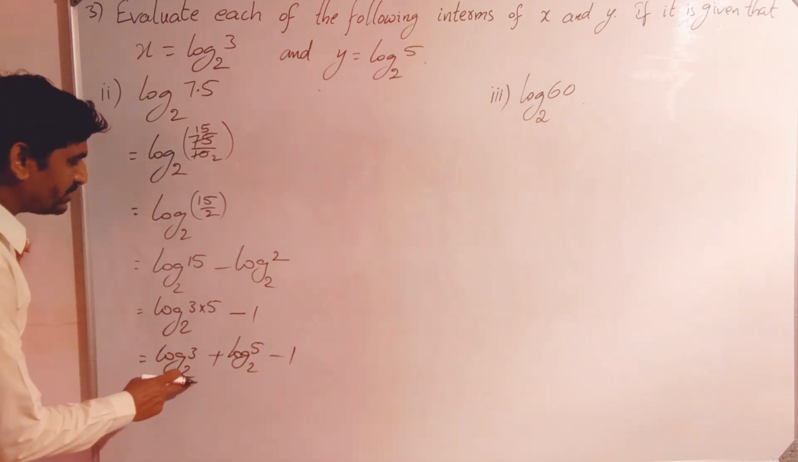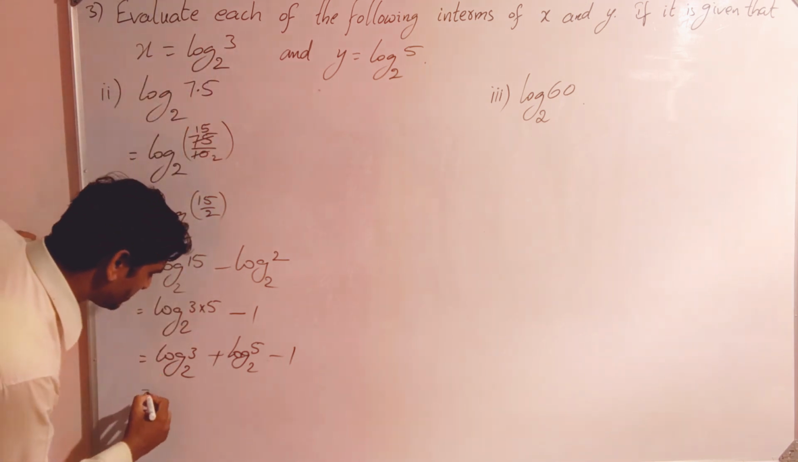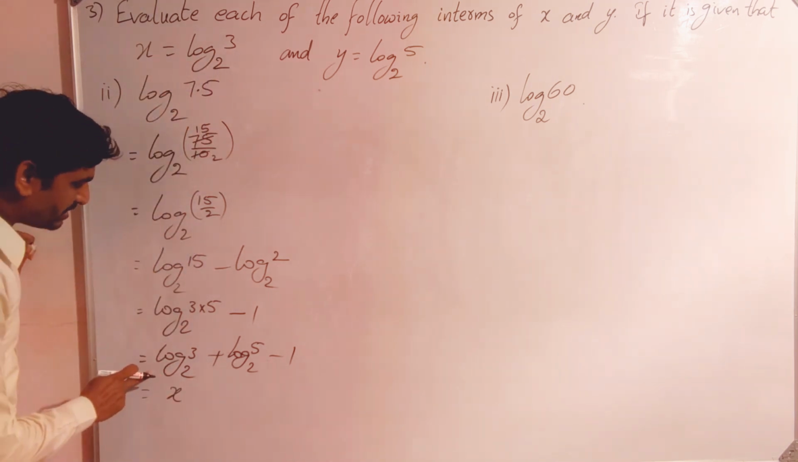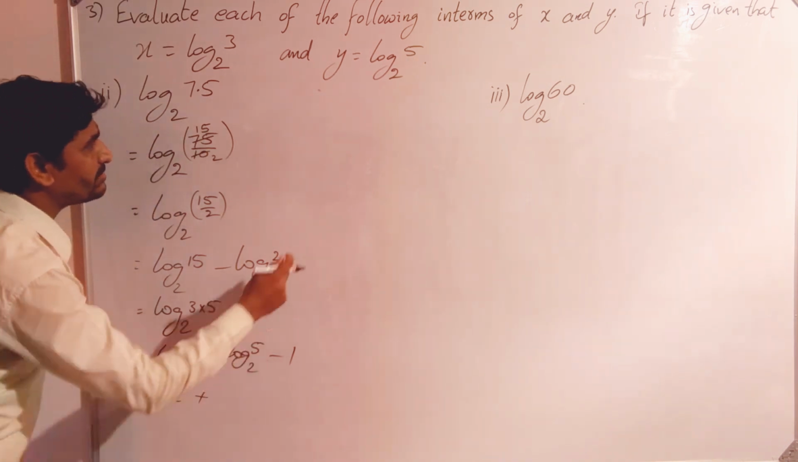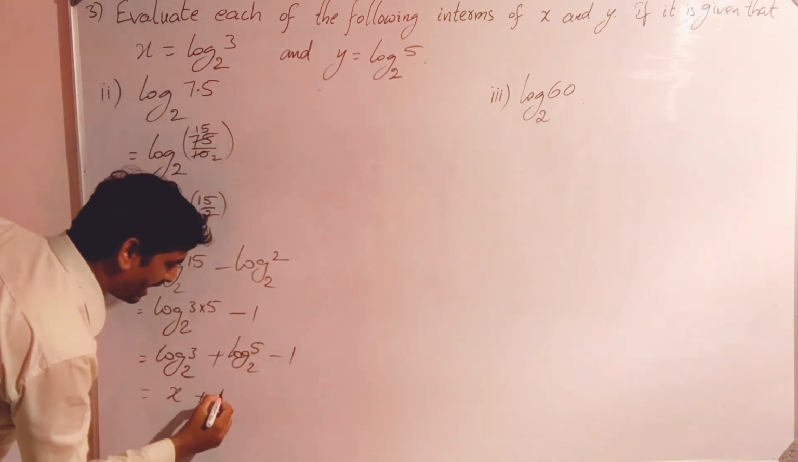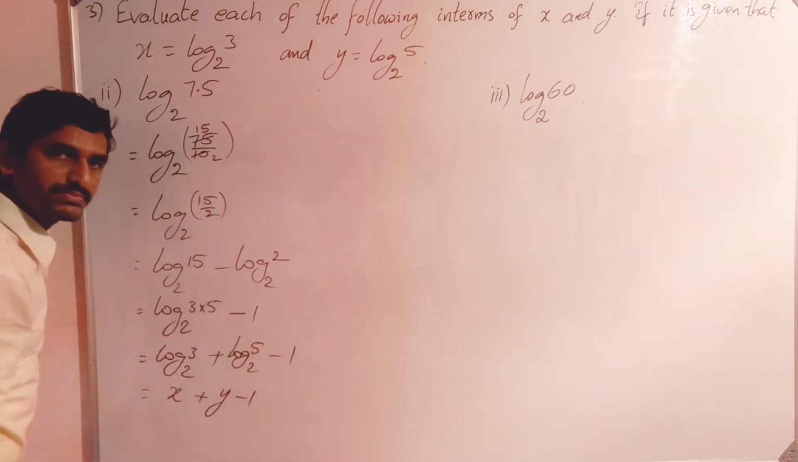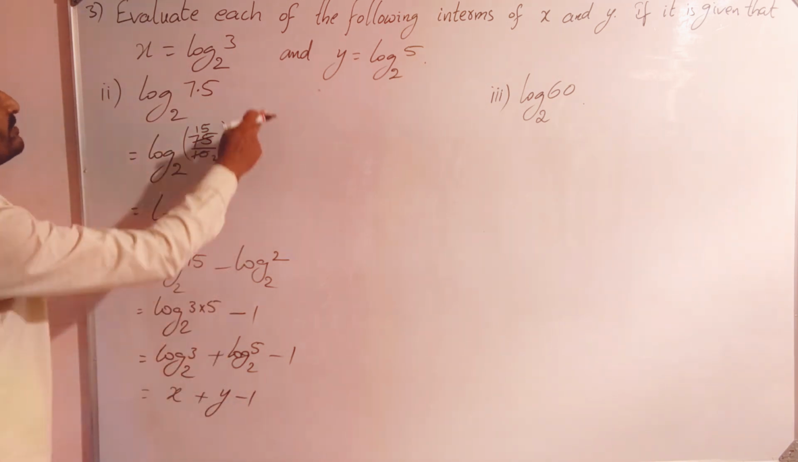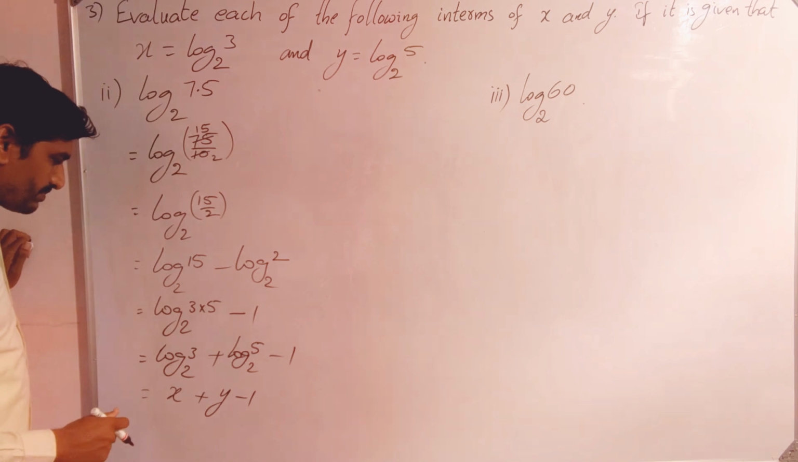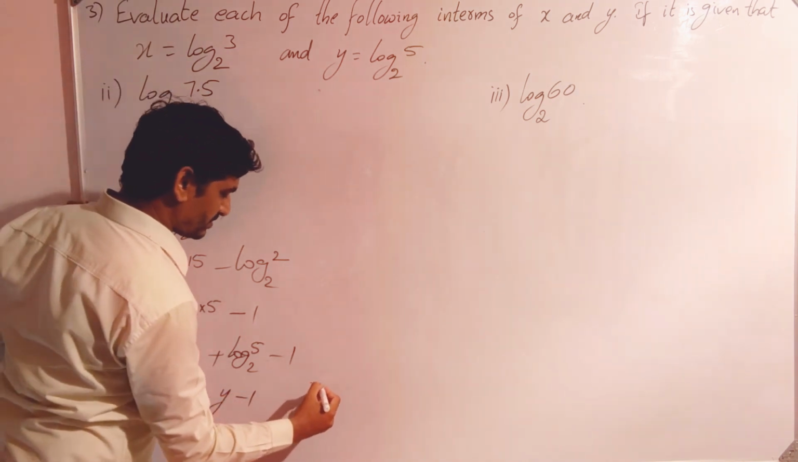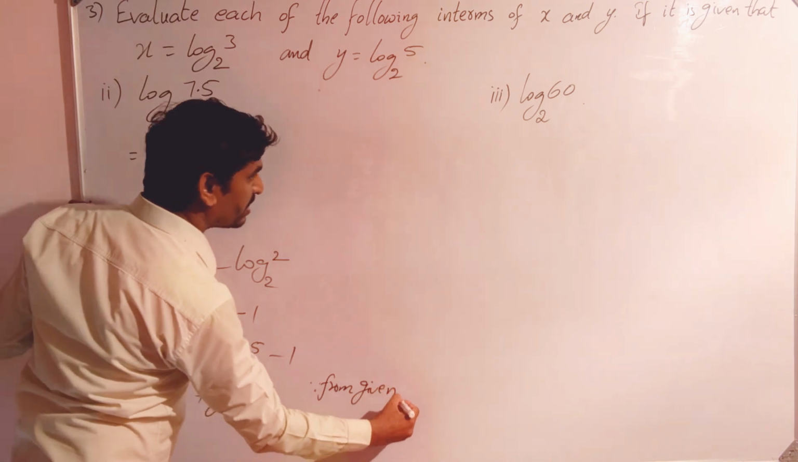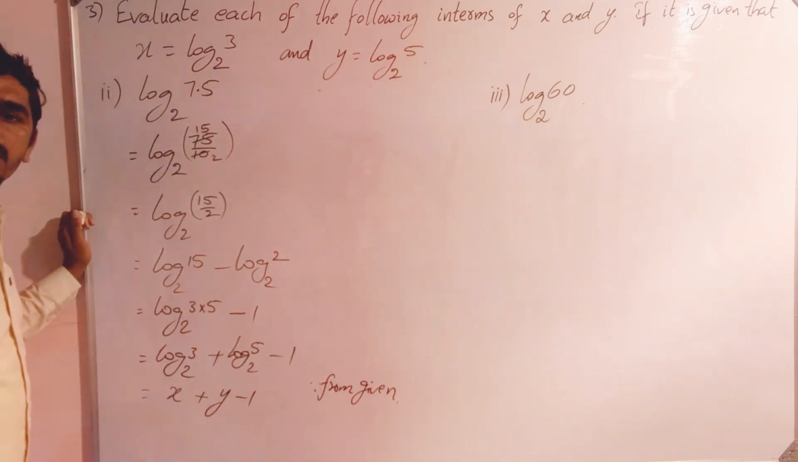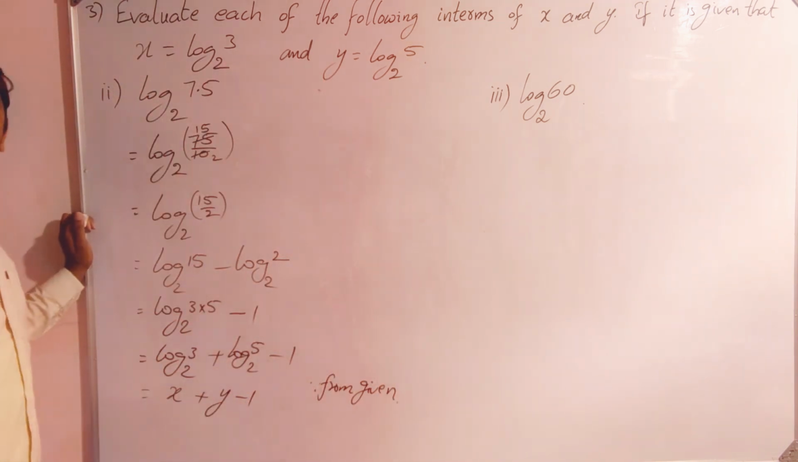Given that log 3 to the base 2 is x, and log 5 to the base 2 is y, so the value is x plus y minus 1. These values are given. Okay. Like this we have to apply.